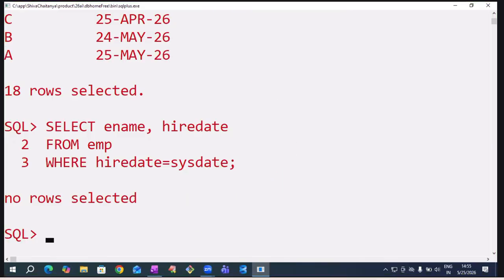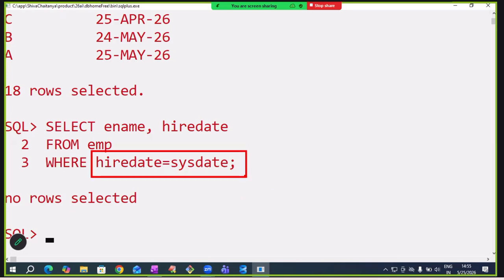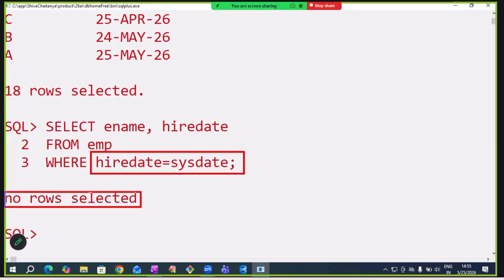Most of the students make this mistake, sir. For "who joined today", they write like this: hire date equals to sysdate, but we get output as no rows. Why are we getting this? We need to understand.